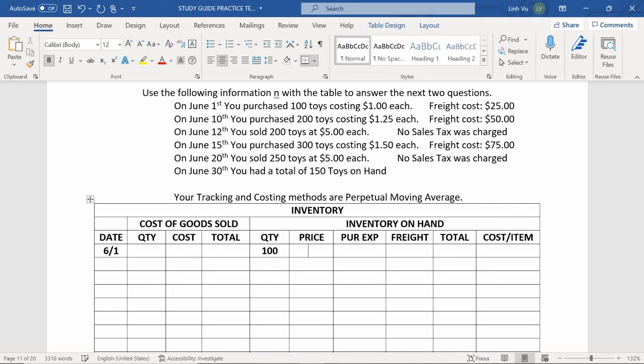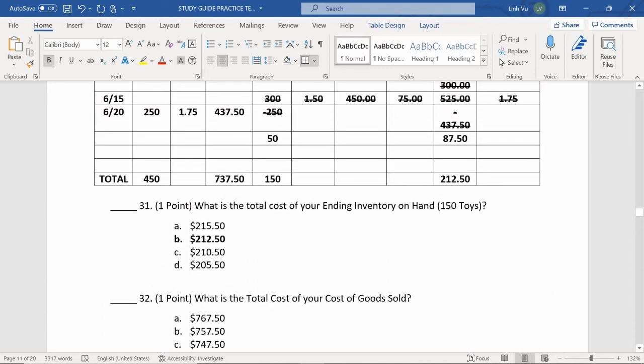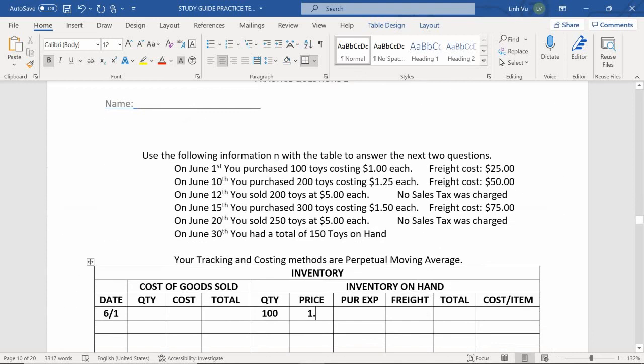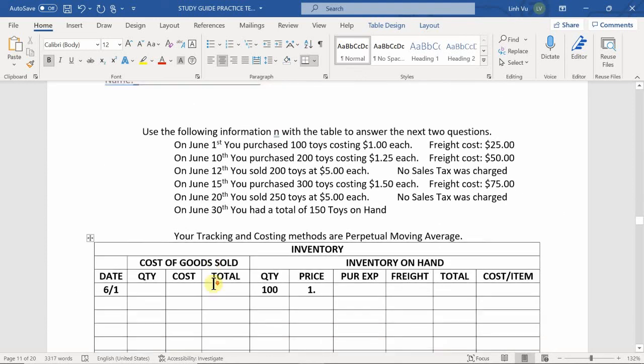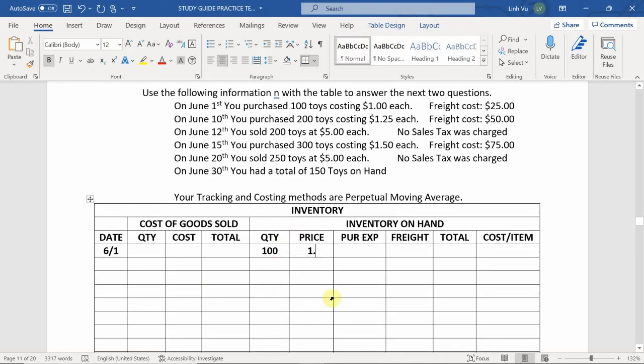We have 150 toys on hand. It's the same? Yes, in this case, it's the same. But this time it's different because we're using moving average. We're going to calculate it a lot differently.